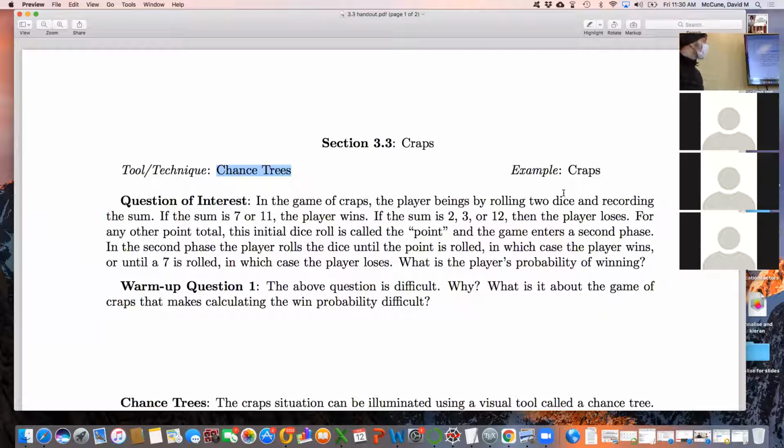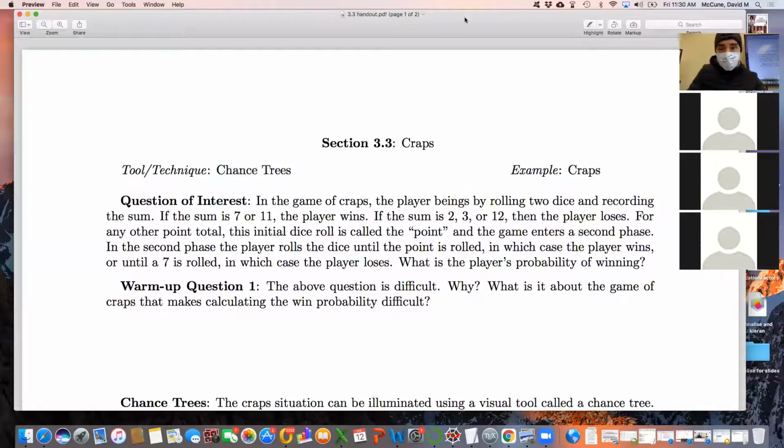The thing about Craps, as we'll see in a second, is that on its face it seems like a very hard game to analyze because in principle it could go on forever. So the question is, how do you calculate the win probability of a game that could in principle go on forever? That's what we'll do today.